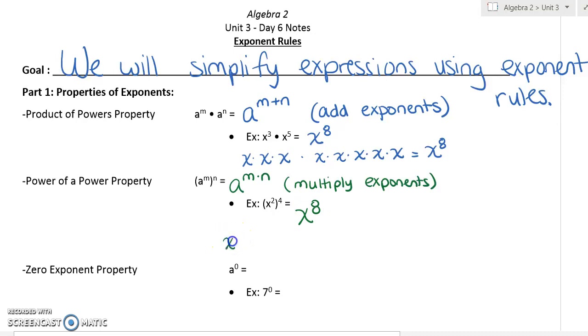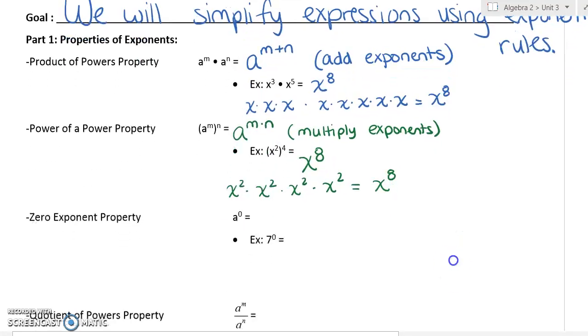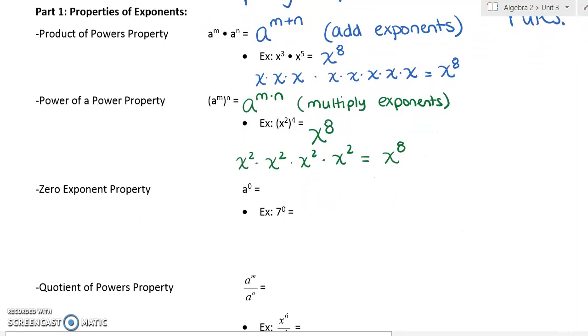Here's my proof. X squared to the fourth power means there's x squared times x squared times x squared times x squared. There's 4 of them. Well, if I add them, 2, 2, 2, 2, that is a total of 8 exponents, or x's. The third property is the zero exponent property, where a to the 0 power, or anything to the 0 power, is 1. So an example would be 7 to the 0 power is 1. That one's a little bit tricky. You do have to memorize that one.